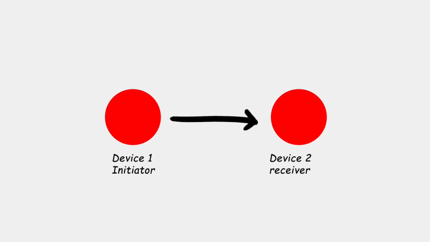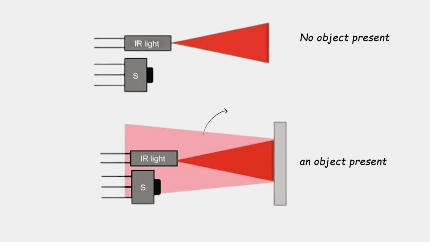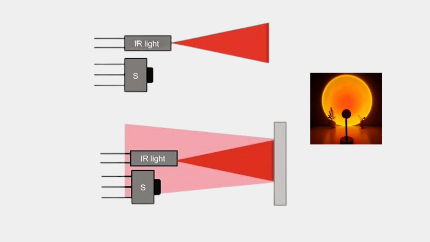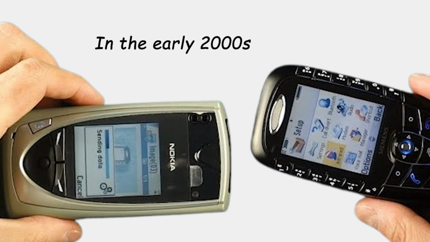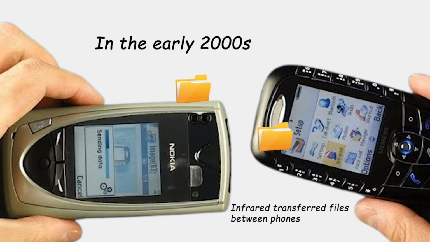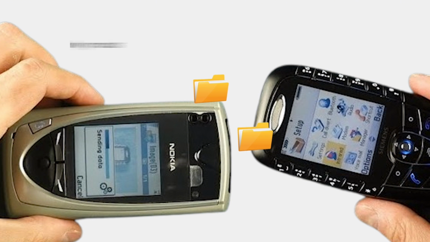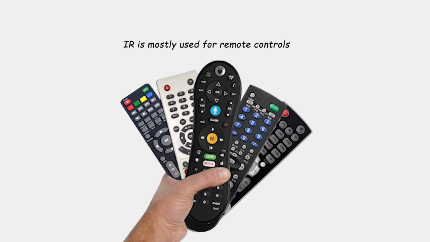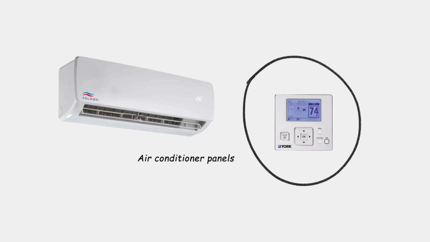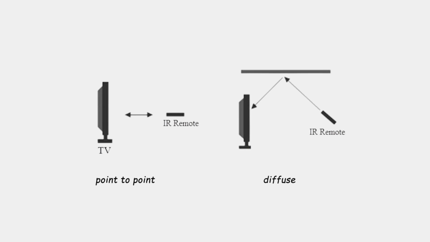That means the two devices need to be pointed directly at each other, with no obstacles in between. It's directional, like shining a flashlight. This makes IR very limited in range, usually less than 5 meters, and vulnerable to interference from sunlight or other bright light sources. In the early 2000s, infrared was also used to transfer files between mobile phones, but it was painfully slow and clunky. Today, IR is mostly used for remote controls, air conditioner panels, and other low-bandwidth, single-function devices.